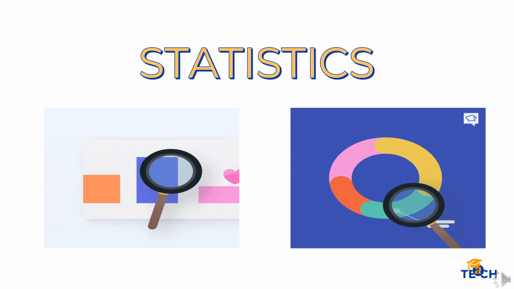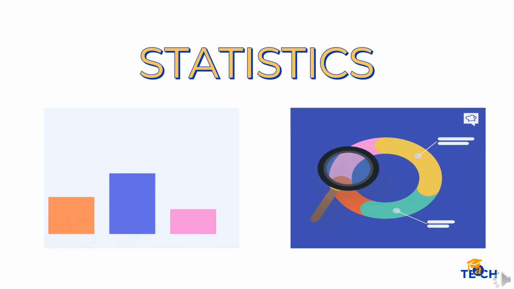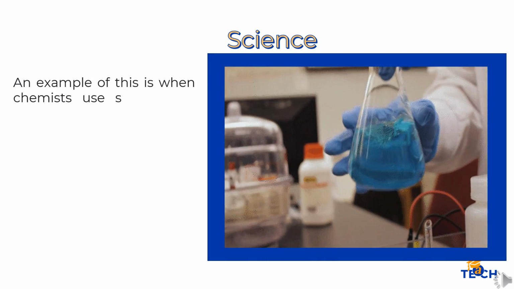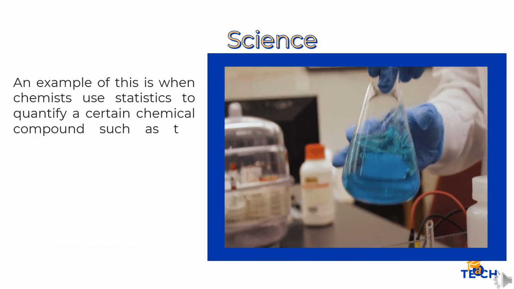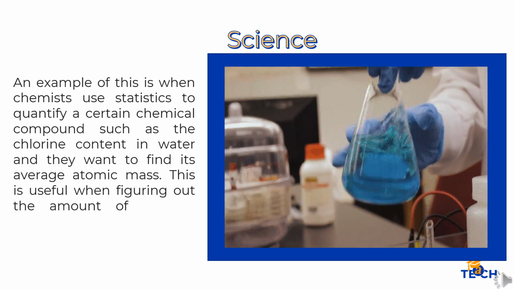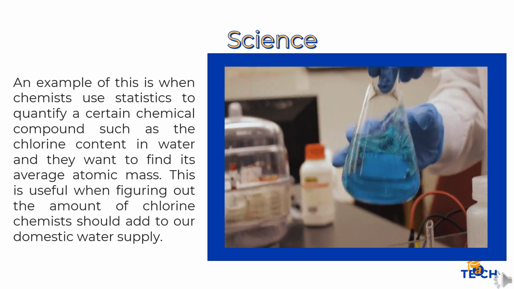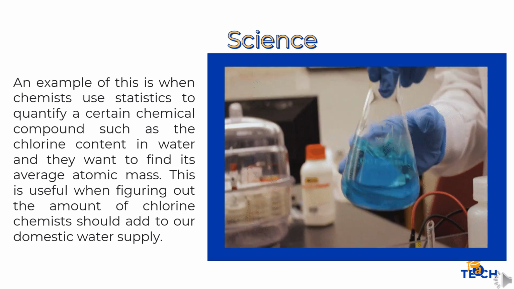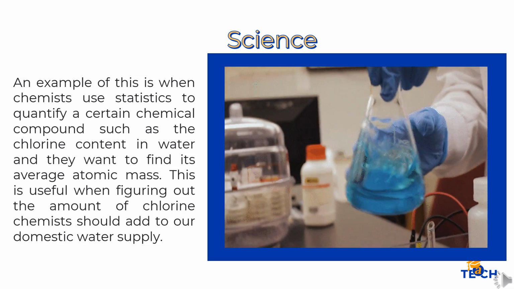Statistics helps in the study of many fields, such as science. An example of this is when chemists use statistics to quantify a certain chemical compound, such as chlorine content in water, and they want to find its average atomic mass. This is useful when figuring out the amount of chlorine chemists should add to our domestic water supply.